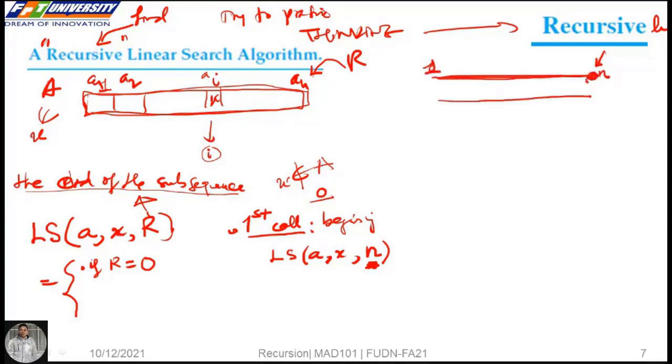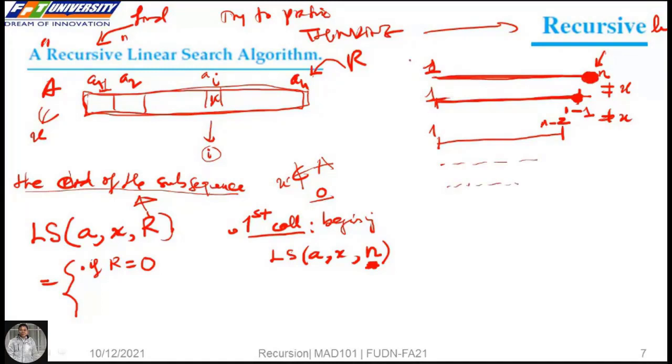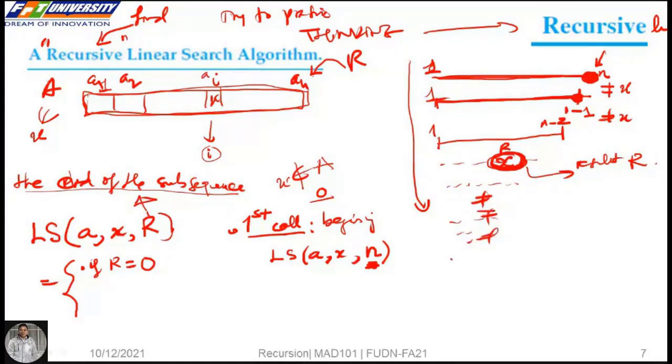In the first call, we start from 1 to n. We do a comparison here. If this element is not h, we restrict the search from 1 to n minus 1. And if here is not it, we continue to restrict the search to n minus 2, and so on. If in the recursion we find h at position R, we stop the search here, and the result is R.